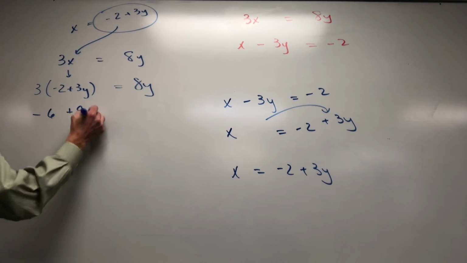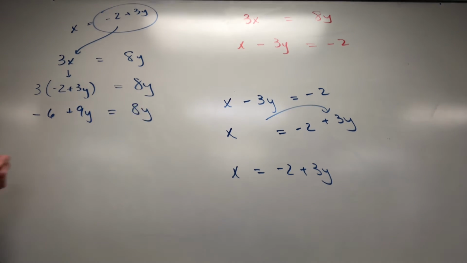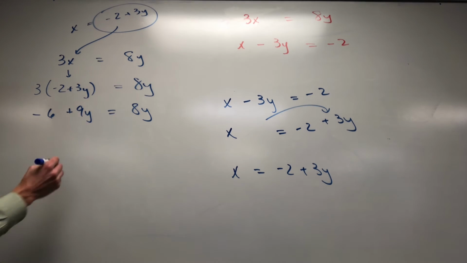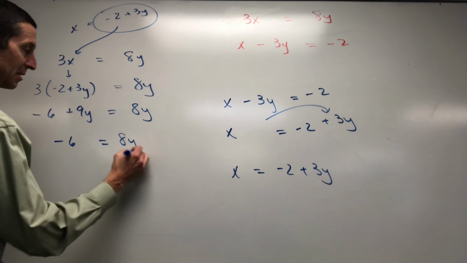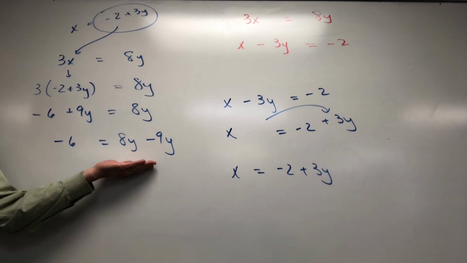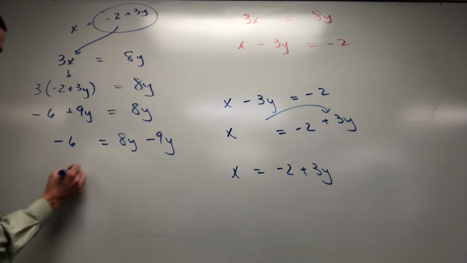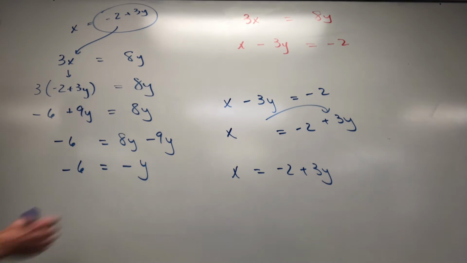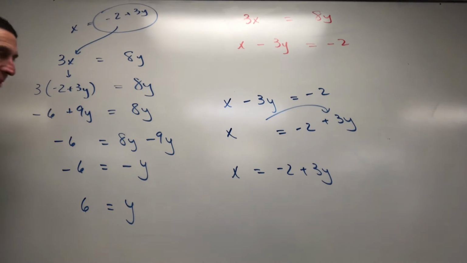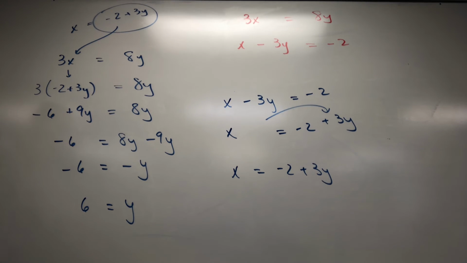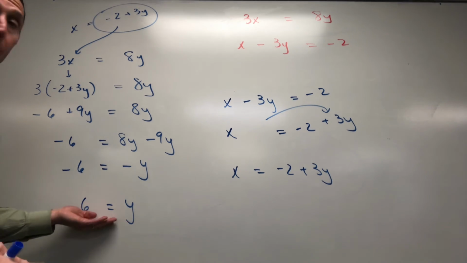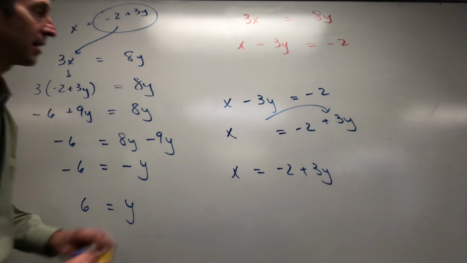-6 plus 9y equals 8y. Want to solve for y? I can put the y's on this side. That might save you a step. So I've got my numbers on one side. I got my letters on the other side. Uh-oh. Gonna have to divide out the negative. Looks like y is equal to 6. So you've done great. You got to find 2 answers. You found y. Now you just go back to find x.